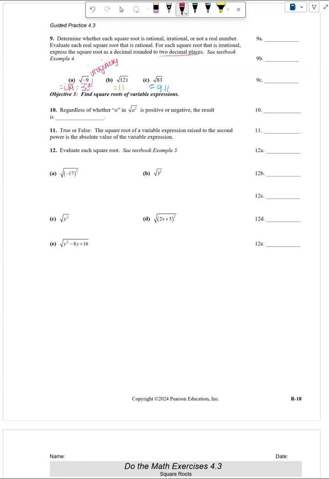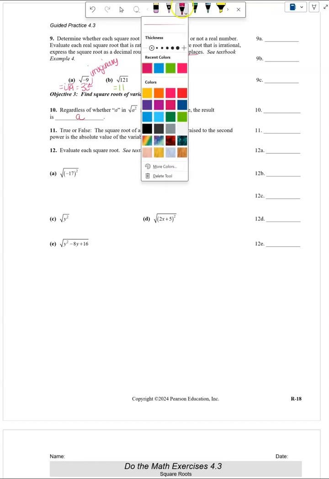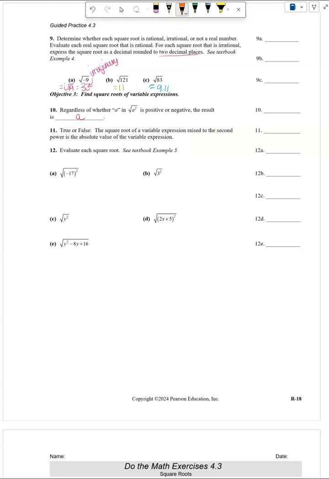Regardless of whether a in the square root of a squared is positive or negative, the result is always going to be a, okay? And then I think since I answered this, you should know whether this next one is true or false. Let's just look and see if you know. So true or false, the square root of a variable expression raised to the second power is the absolute value of the variable expression. Well, this right here says it's positive or negative. The result's always positive, so that would be true, right? It's always going to be the absolute value, which guarantees it to be positive.